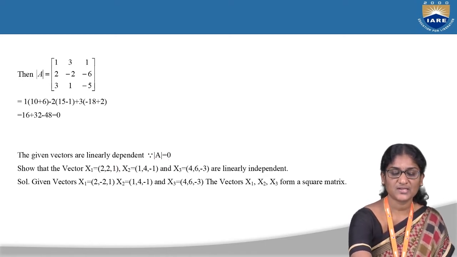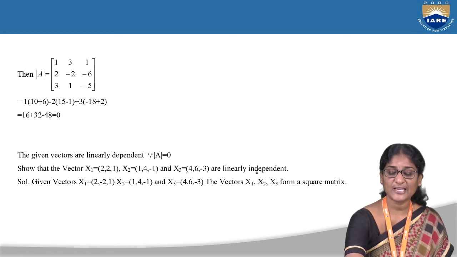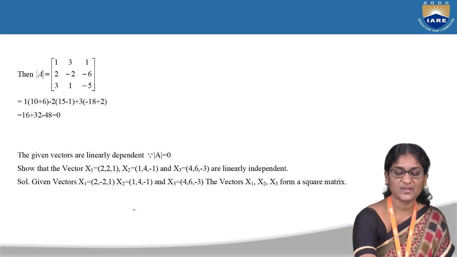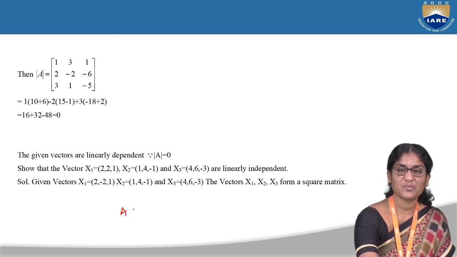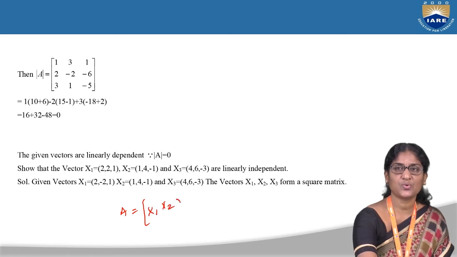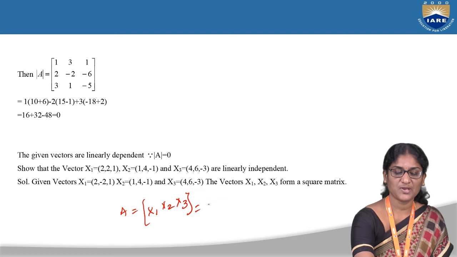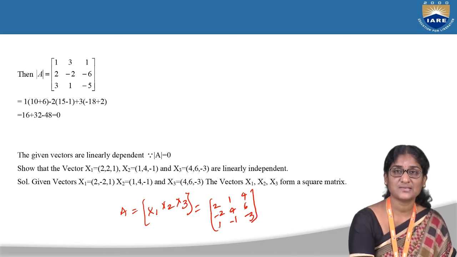So next, to show that the vectors (2, -2, 1), (1, 4, -1), (4, 6, -3) are linearly independent, we need to frame the matrix with these vectors. Let us suppose that A is a matrix, which is nothing but x1, x2, x3, right? And the matrix A can be written as 2, -2, 1, 1, 4, -1, 4, 6, -3. So let us suppose that matrix A is this one.